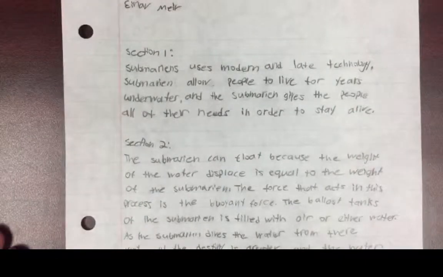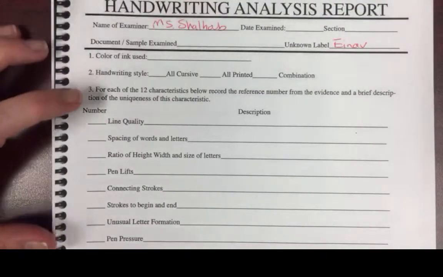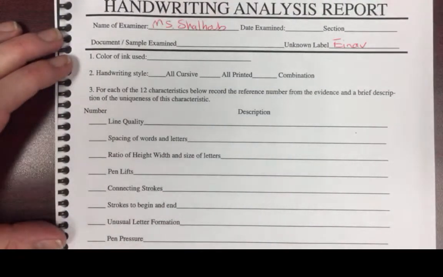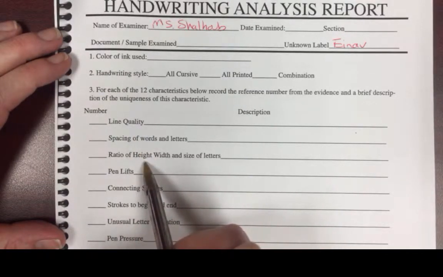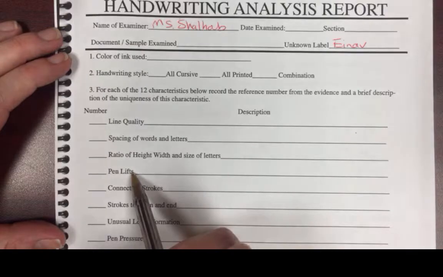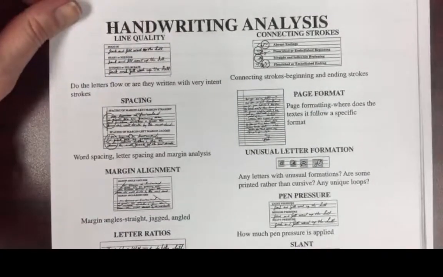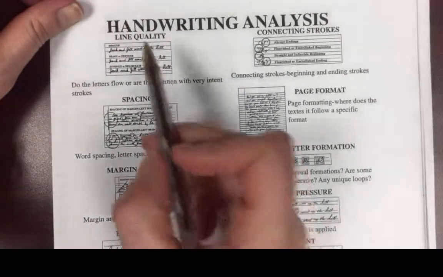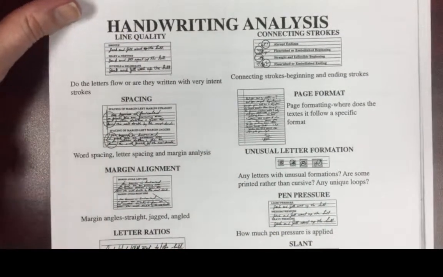The first thing is you want to just basically go down the side of the handwriting analysis report. You can see on the left-hand side here, there are names of the characteristics of the handwriting. First we have line quality, spacing of words and letters, ratio of height, width, and size of letters, pen lifts, etc. as you go down. Those are also the same words that are used on the note sheet. So if you have to refer back to the note sheet for line quality, go back to your notes on line quality and see what you took as notes from part 1 of the video.